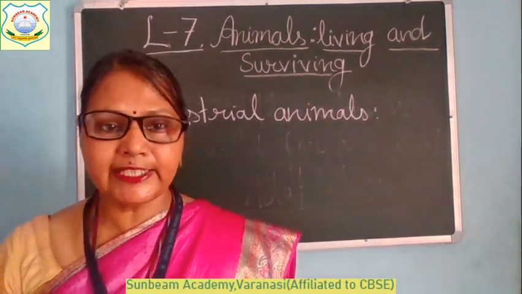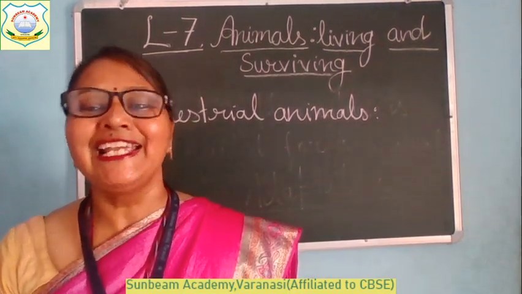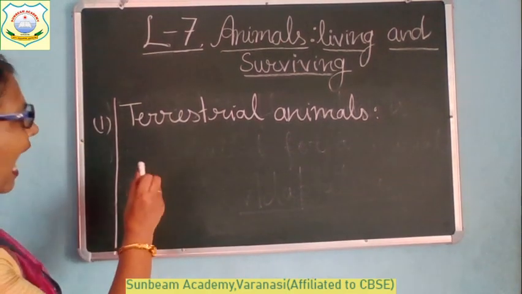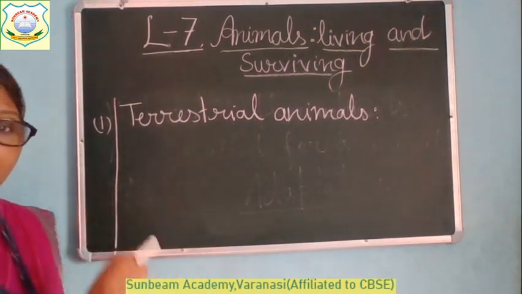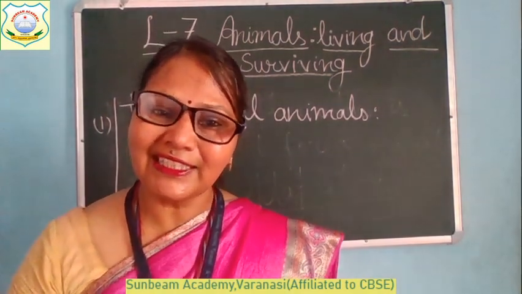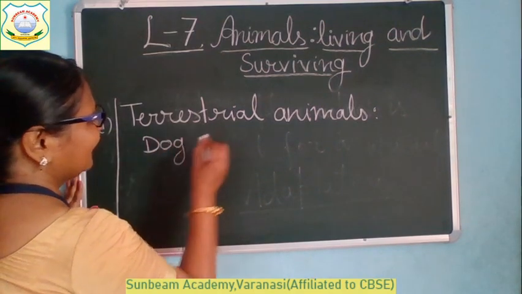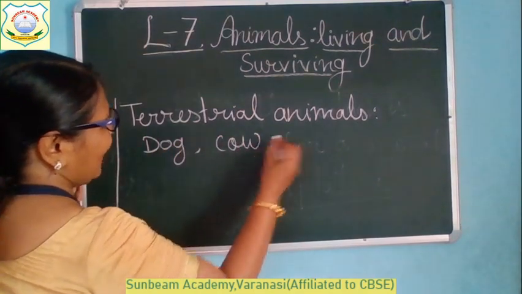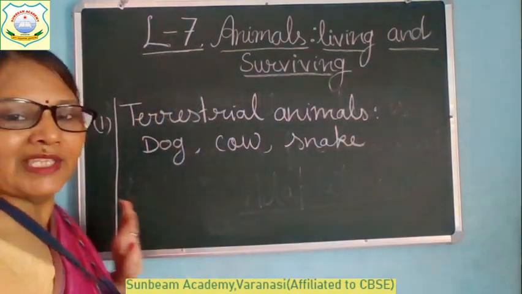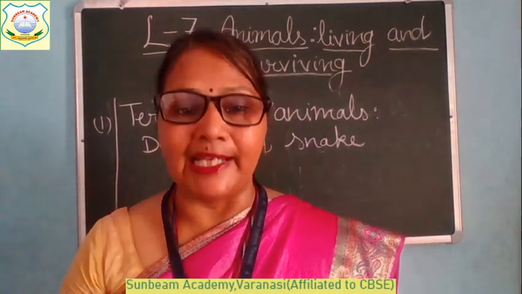जो लैंड पे रहते हैं उनको टेरेस्ट्रियल एनिमल्स कहते हैं. In common language you can say land animals also, na? What are terrestrial animals? Animals which live on land. Now think about that. Which animals live on land? Dog and cow and snake. Okay, these are some animals. They live on land.